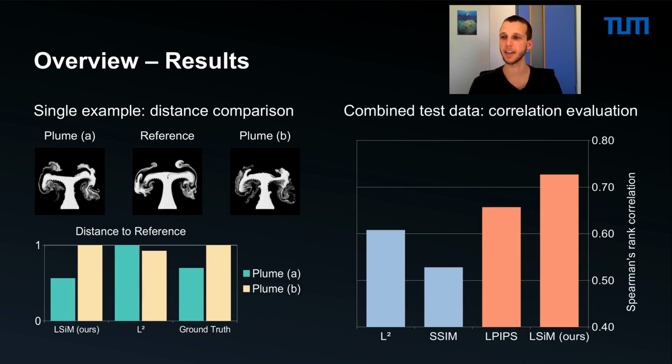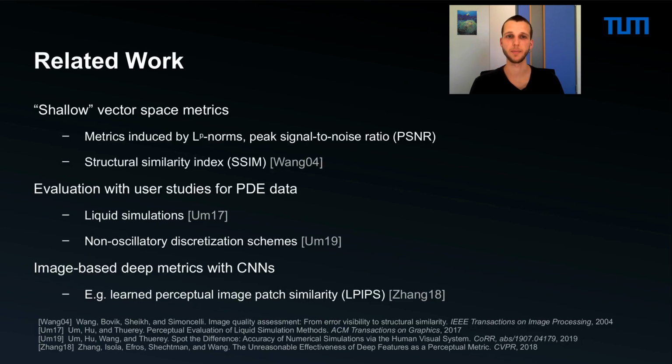Also, on our combined test data, a correlation evaluation shows that we're consistently achieving higher correlation values compared to shallow distances like L2, a structural similarity, or even learned image-based distances, for example LPIPS. This also brings us to the related works.